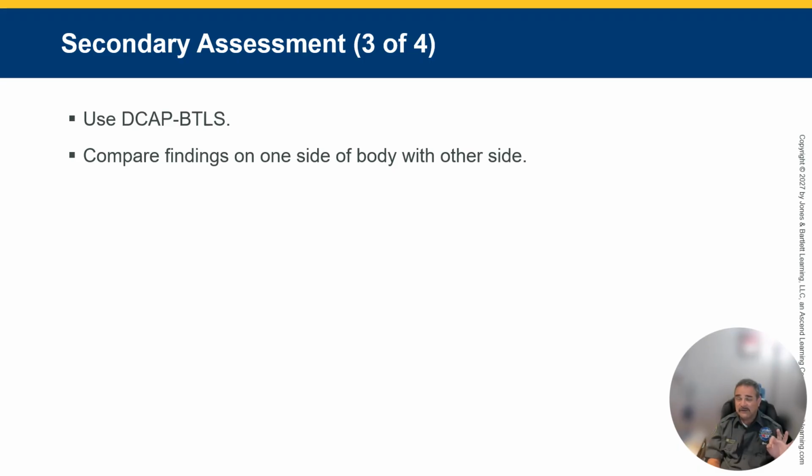P, penetrations. Has anything poked through the skin? B, burns. Are there any signs of burns? T, tenderness. Is there tenderness when I squeeze the extremity or I press down on the abdomen? L, lacerations. Do you see any lacerations as you're doing the examination? And remember, look at your hands when you're doing blood sweeps and see if you see any blood on your gloves. And then finally, swelling.